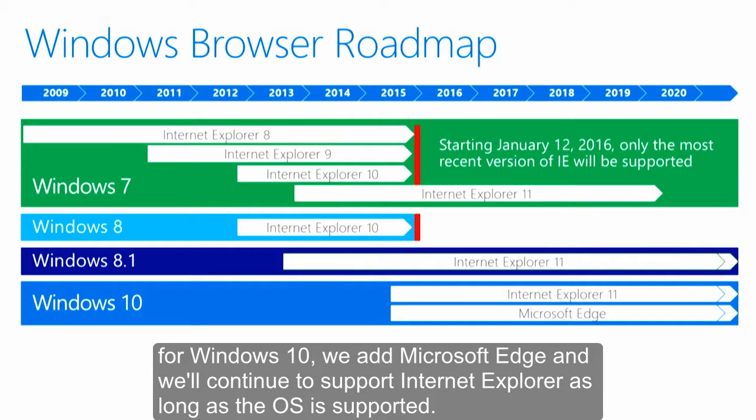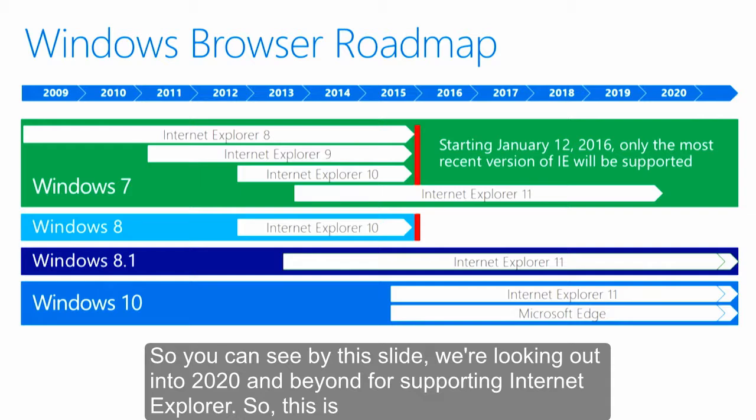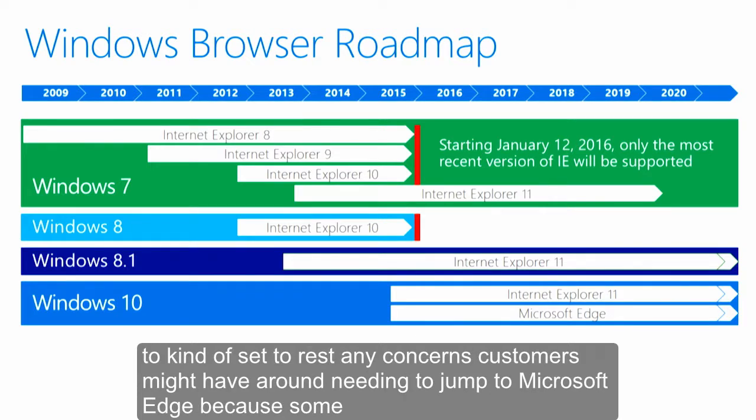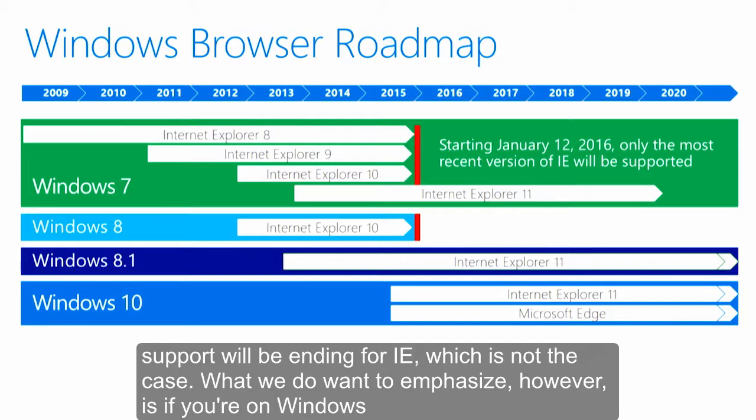And then finally for Windows 10, we add Microsoft Edge and will continue to support Internet Explorer as long as the OS is supported. So you can see by this slide we're looking out into 2020 and beyond for supporting Internet Explorer. This sets to rest any concerns customers might have around needing to jump to Microsoft Edge because some support will be ending for IE, which is not the case.